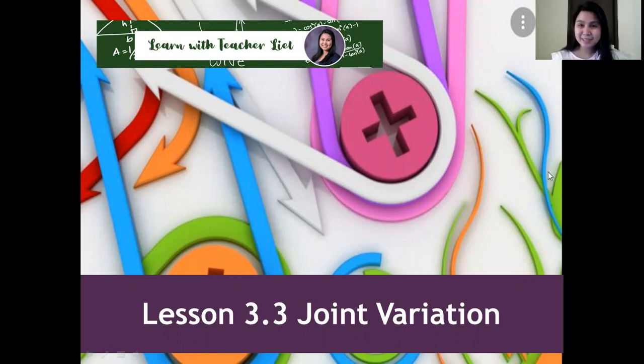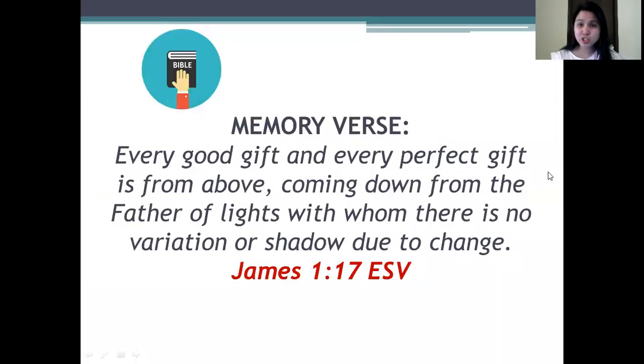Let's recite today's memory verse found in James 1 verse 17. It says, "Every good gift and every perfect gift is from above, coming down from the Father of lights, with whom there is no variation or shadow due to change."